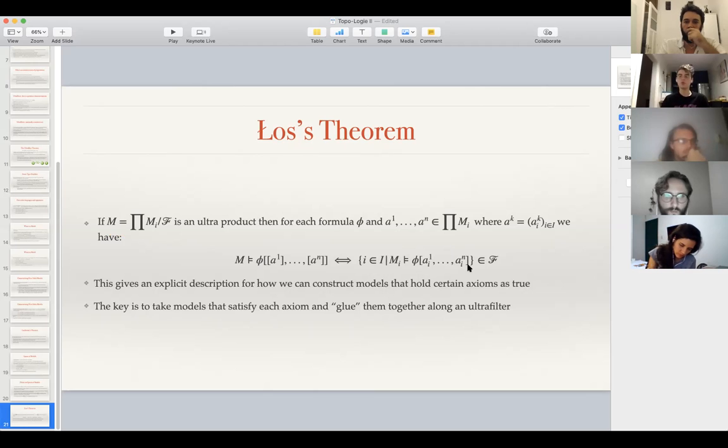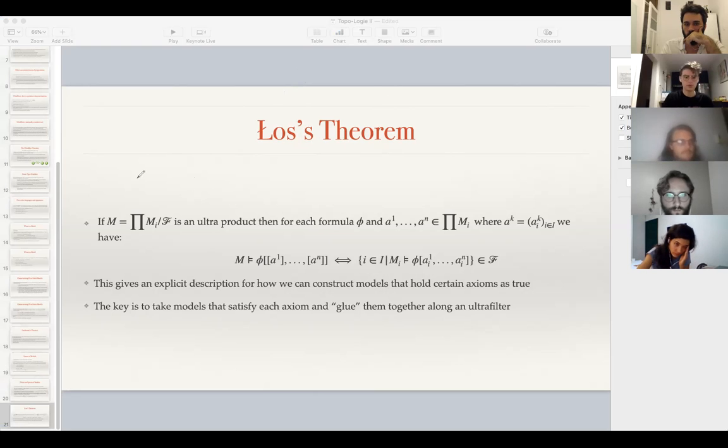Okay. So the crucial part is here. As long as the set of submodels of this product that satisfy whatever axiom or proposition you're concerned about is in the ultra filter, then it applies for the bigger model. So this is this whole gluing. I want you to think of this very much similarly to how you can do it, for example, with a topological space. So maybe just to draw an example.